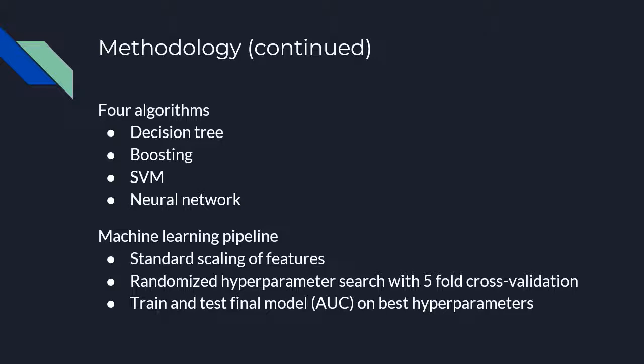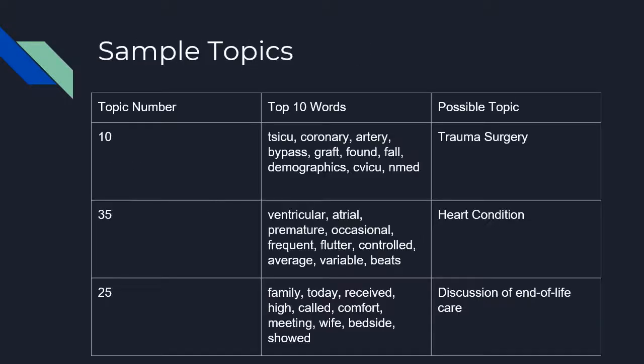Our machine learning pipeline was to first scale the features for zero mean and one variance, that is the standard scaling. Then we did the randomized hyperparameter search with five-fold cross-validation to find the best parameters for each of the four algorithms. We initially divided training and testing set into a 70-30 split, and finally tested the model on the 30% test set to report the AUC scores.